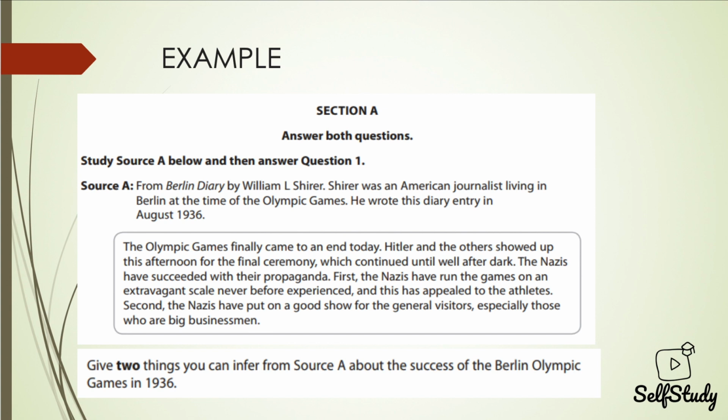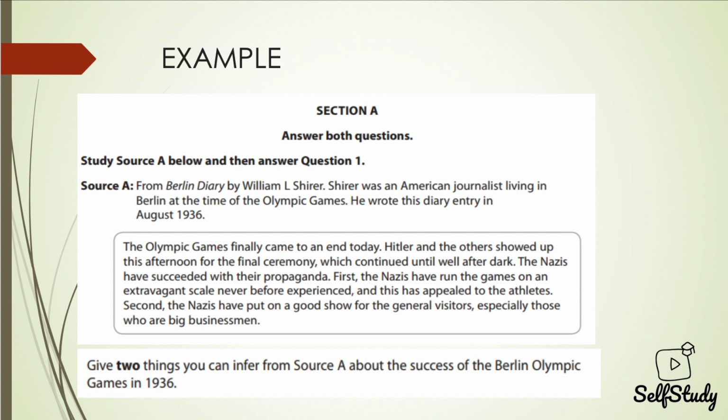The Olympic Games finally came to an end today. Hitler and the others showed up this afternoon for the final ceremony, which continued until well after dark. The Nazis have succeeded with their propaganda. First, the Nazis have run the games on an extravagant scale never before experienced, and this has appealed to the athletes. Second, the Nazis have put on a good show for the general visitors, especially those who are big businessmen. Give 2 things you can infer from source A about the success of the Berlin Olympic Games in 1936.